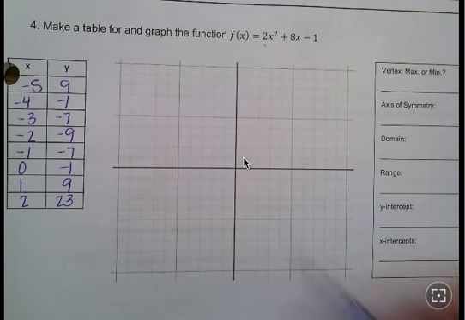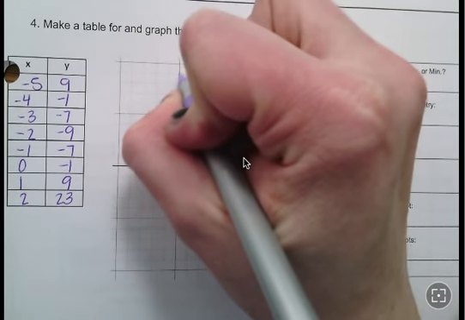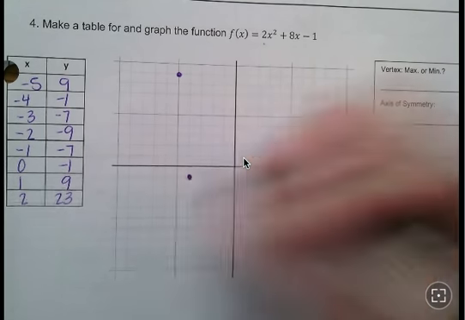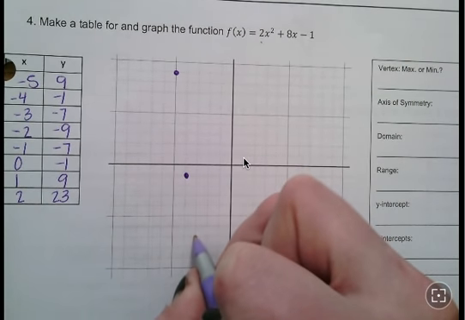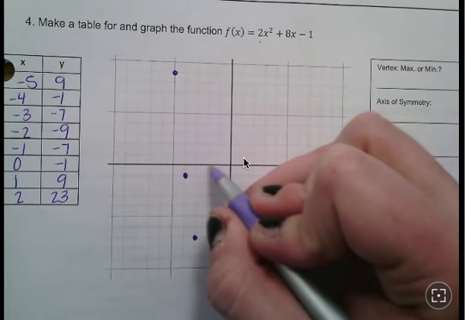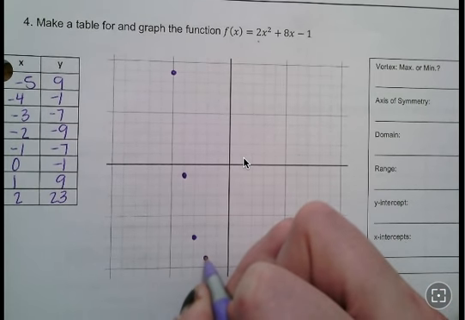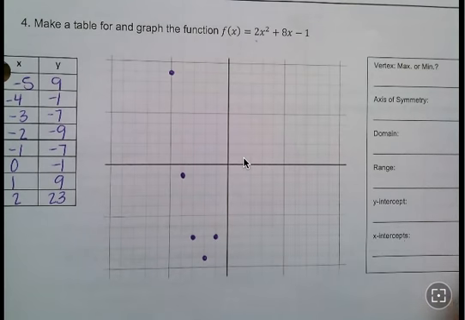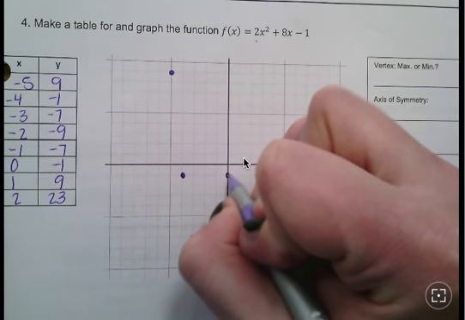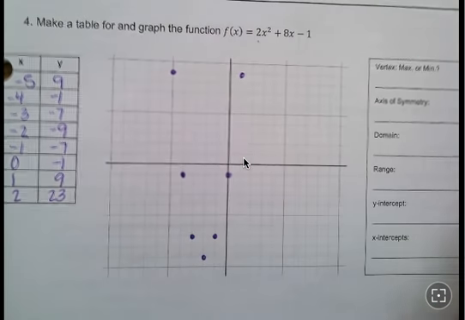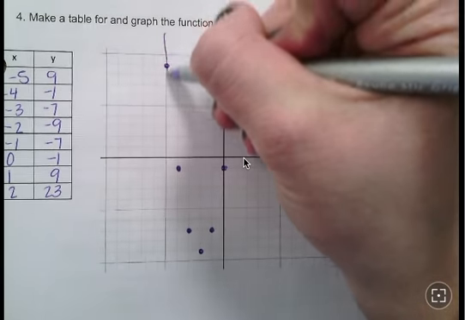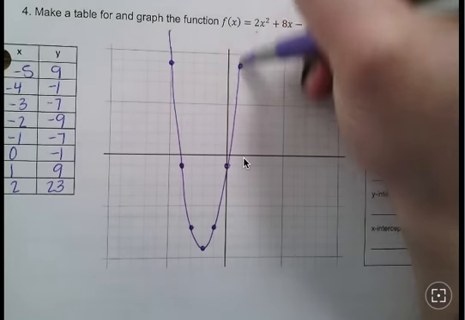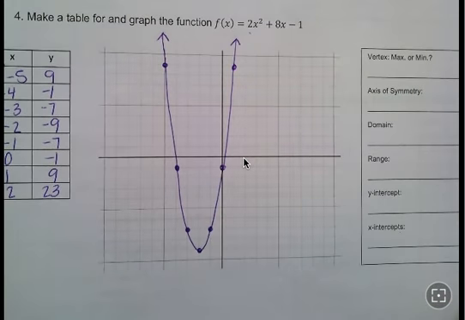All right, let's graph our parabola. So we've got negative 5, positive 9, negative 4, negative 1, negative 3, negative 7, negative 2, negative 9, negative 1, negative 7, 0, negative 1, 1, positive 9, and then we can't graph the other one. Okay, so we've got a pretty long parabola here in terms of what we can see. Okay, so there we go.